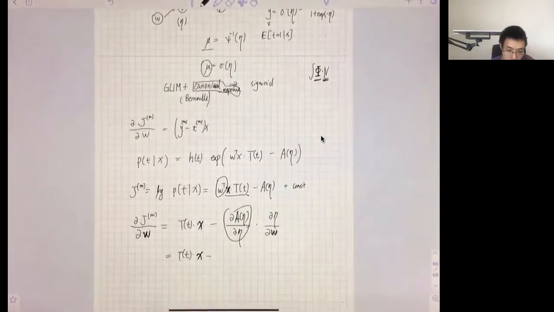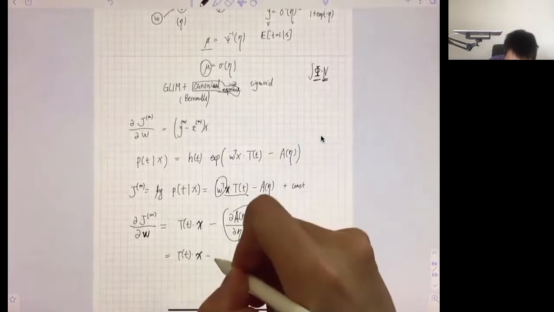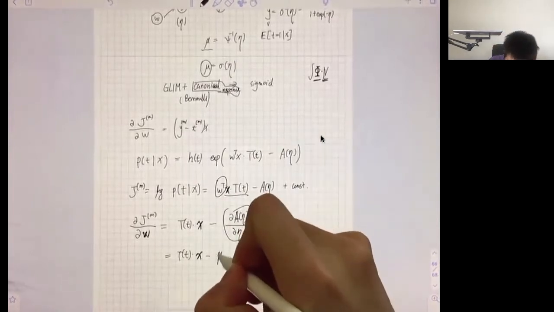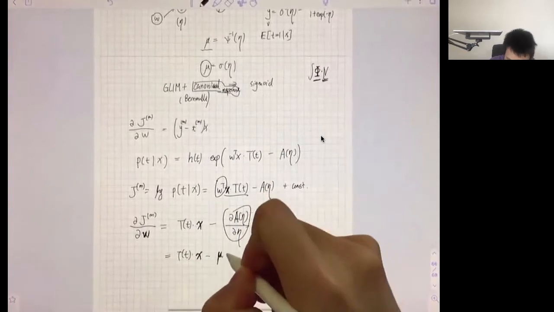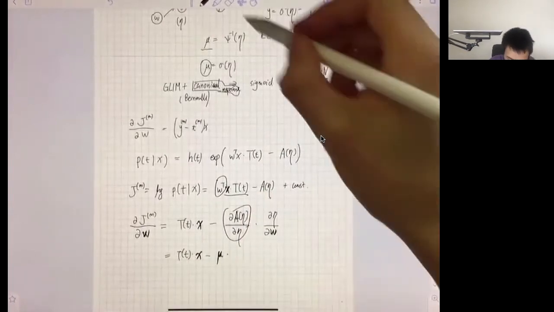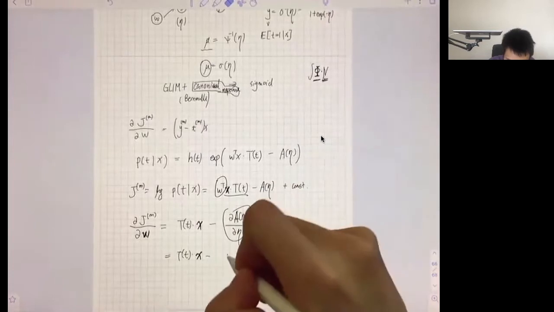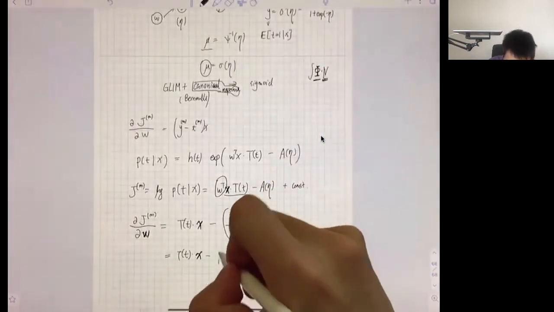What is that? That is the moment generating property, right? The partial derivative of A of eta with respect to eta is the first order raw moment, which is mu. And this mu should be a scalar.